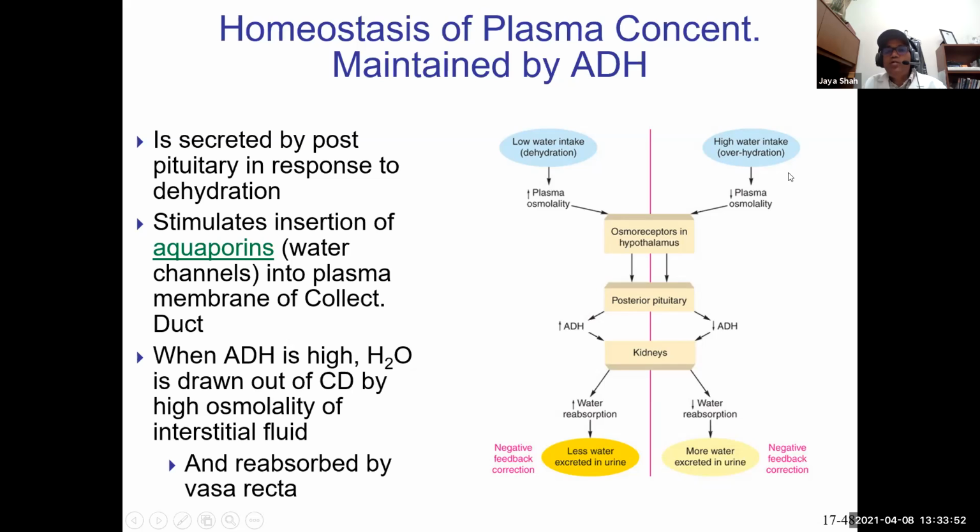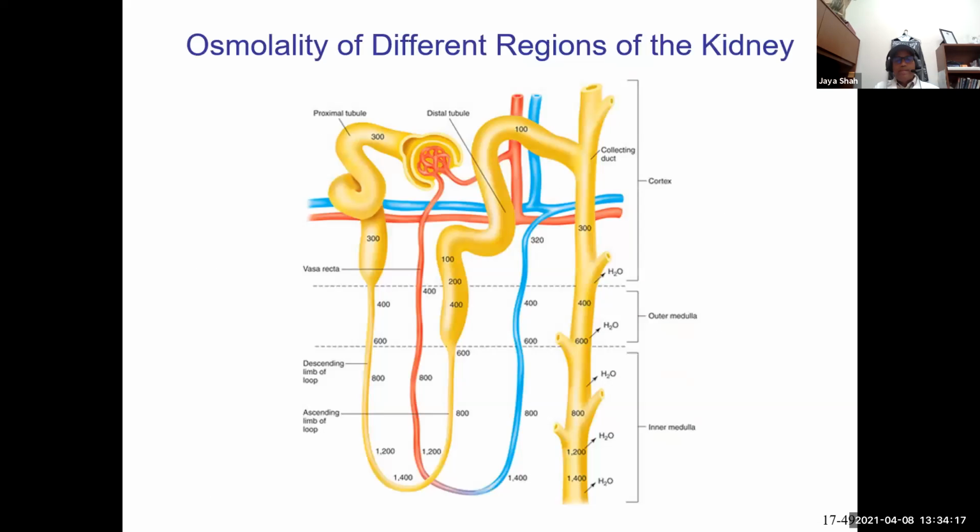If you have high water intake or overhydration, your osmolality is reduced. And then the hypothalamus makes less ADH, less water reabsorption, more water is excreted in urine, and then again it gives negative feedback. So that's how the collecting duct plays a role in maintaining water and plasma volume. So you see, in the collecting duct, you have 100 milliosmoles, you are taking water out, 300, more water out, 400, more water out, 600, more water out, 800, 1200, 1400. So it is passing now.